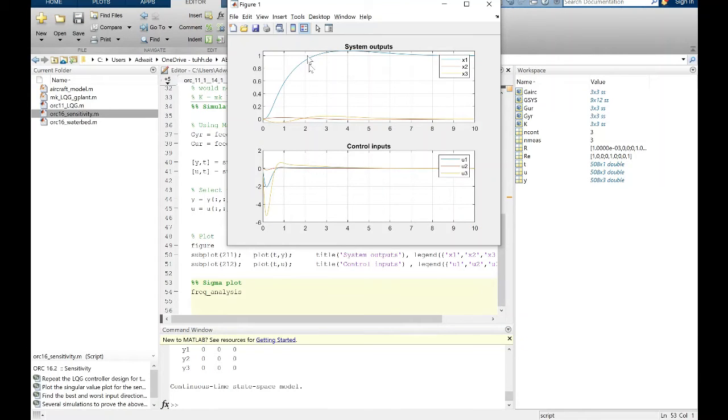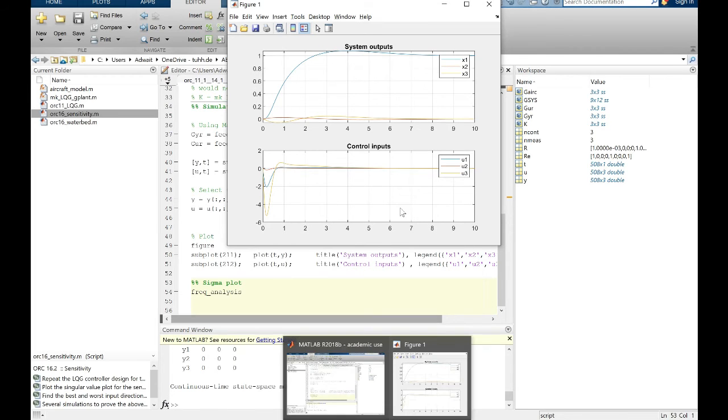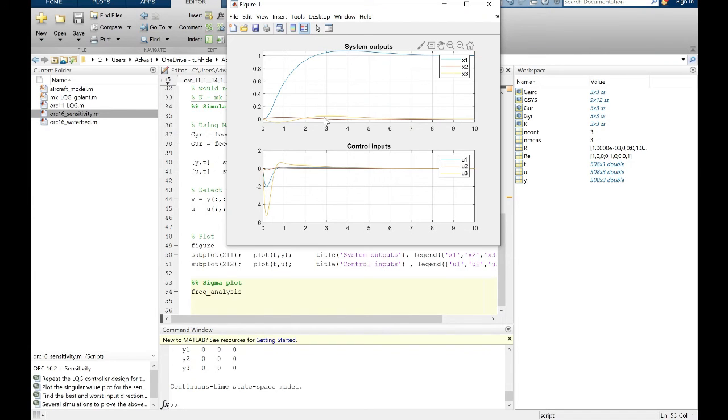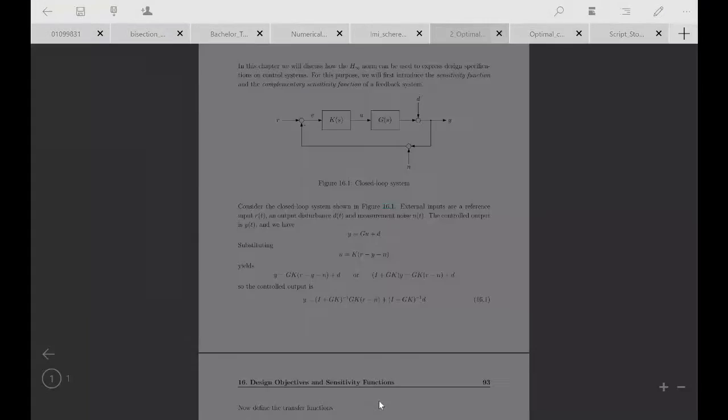So you see that the rise time is much lower now, and the control input is higher in absolute value than in the previous case. And now you can play around with this. So I think you should get an intuition behind the tuning knobs R and RE, and that's basically the motivation behind 11.1.